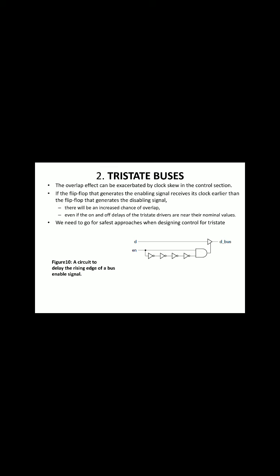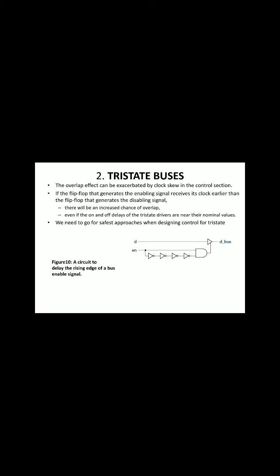If the flip-flop that generates the enable signal receives its clock earlier than the flip-flop that generates the disable signal, then there will be an increased chance of overlap, even if the on and off delays of the tri-state drivers are near their nominal values. If there is a mismatch of control signals while passing signals through the bus, then the data float may reoccur and the overlap may occur. This is also a drawback, so we need to use a safer approach to solve this overlapping of signals.